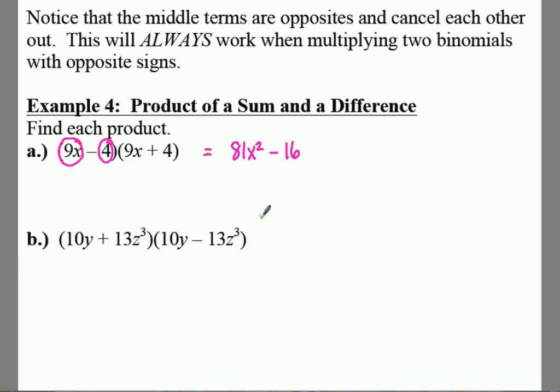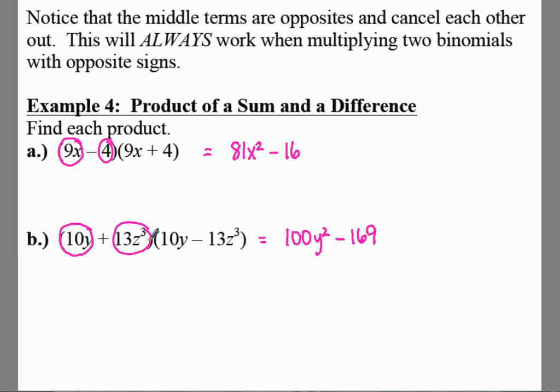These are great. We can do the same thing down here, even though the problem looks a little bit tougher. Notice we have a 10y and a 10y. Those are the same. 13z cubed, 13z cubed. Those are the same. We have a positive, we have a negative. So we can do our shortcut. We can take our first term and square it. 10 squared is 100, y squared. And then you put a minus. 13 times 13 is 169. So it does help to know your perfect squares. We may have to review that.